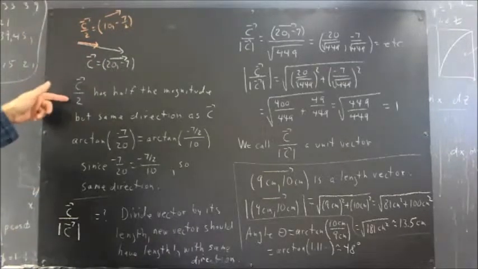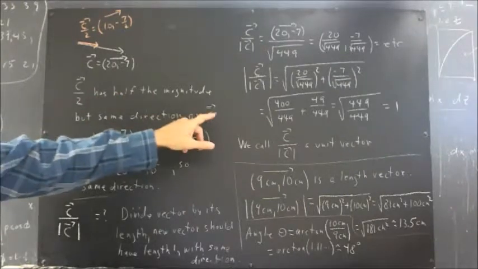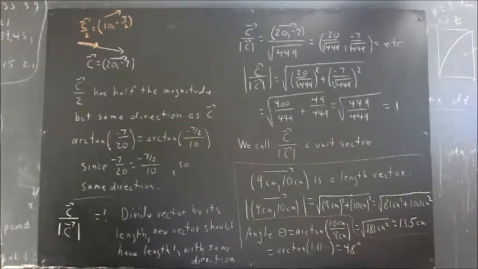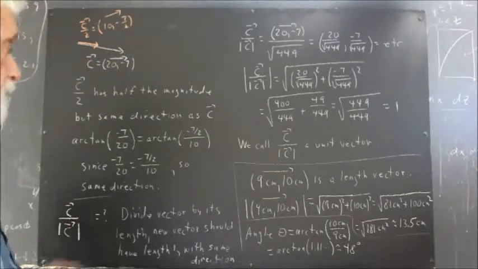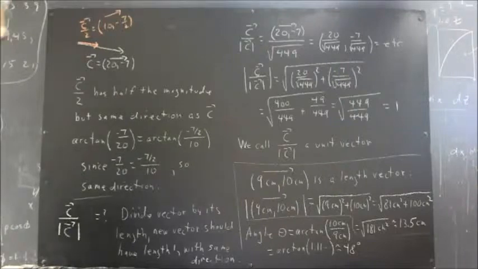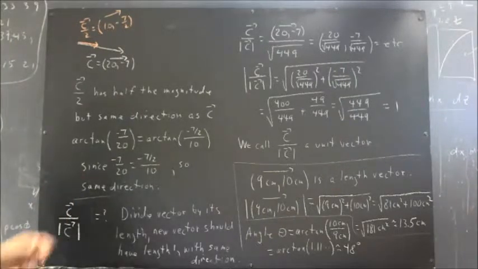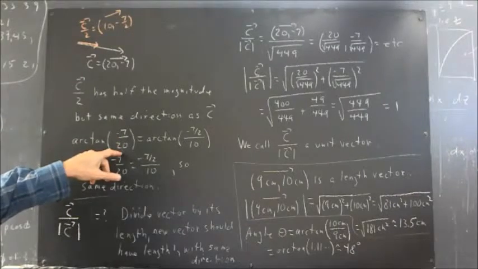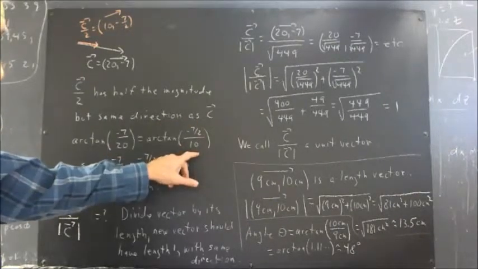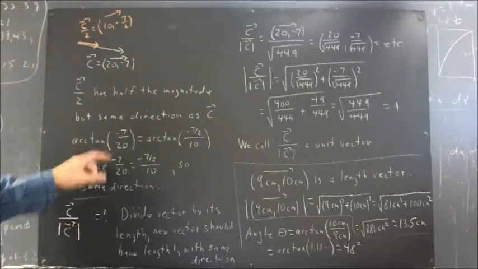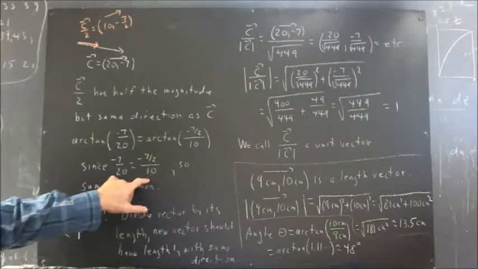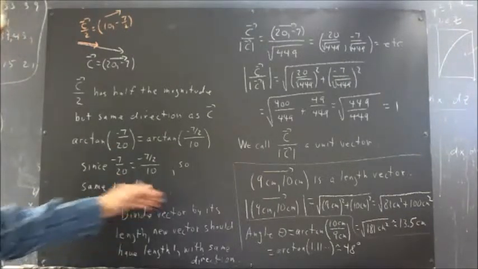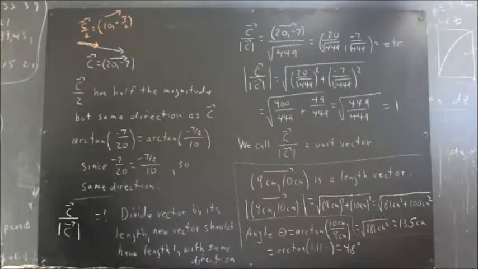Okay, so c over 2 has half the magnitude but the same direction as c. Another way of seeing that it has the same direction: the direction of any vector in a two-dimensional coordinate system is the arctangent of its y component divided by its x component. So the arctangent of -7 over 20 is the same as the arctangent of -7/2 over 10. Why? Because -7 over 20 is equal to -7/2 over 10, as you can easily verify. So the vectors have the same direction.